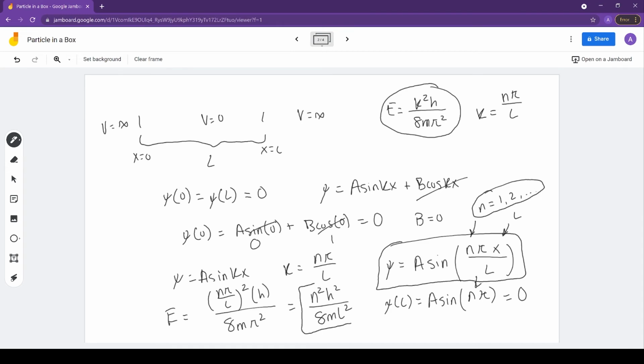This is a really, really important expression that you will probably want to have in your brain, because you don't want to keep deriving this whenever you see a particle in a box problem. And in this video, we'll go over a really cool example of a particle in a box problem. So now let's look at our psi. How do we figure out what our A term is in our psi? That's what we're going to do in the next slide.